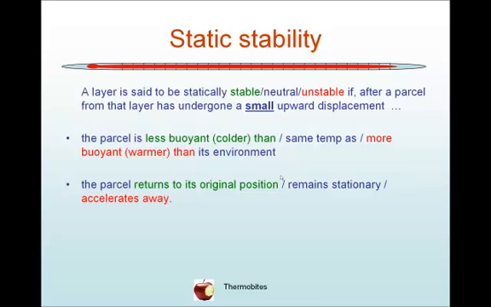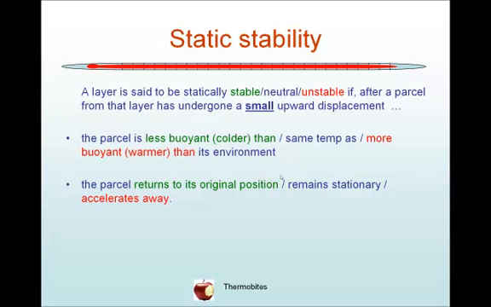So a layer is said to be statically stable, neutral, or unstable if, after a parcel from that layer has undergone a small upward displacement, the parcel is less buoyant, colder than its environment, which means it's stable, at the same temperature as the environment, which means it's neutral, or more buoyant, that is warmer than its environment, which means it's unstable. And so the parcel returns to its original position if it's stable and less buoyant than its environment, remains stationary if it's at the same temperature as its environment, or accelerates away if it's more buoyant than its environment.